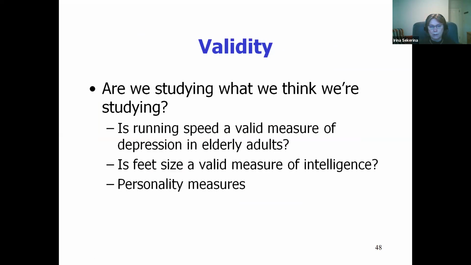Okay, so this is the main question of any science. Are we studying what we think we are studying? And for some of these examples here, it's really easy. So could you say that running speed is a valid measure for depression in elderly adults? Of course not, you would say. Well, who cares whether they can run?